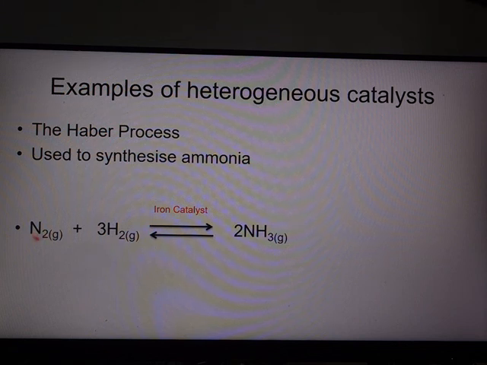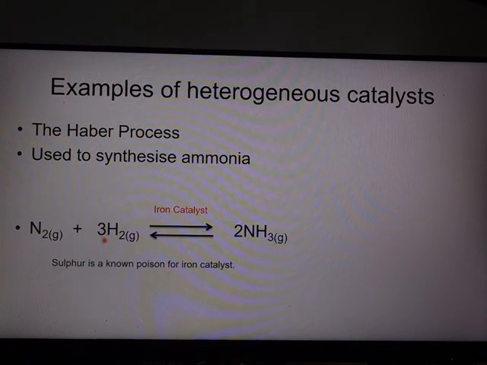Now, what do we need to know about the Haber process? Just that nitrogen and hydrogen are the reactants, and that iron is the catalyst, and that sulfur is the poison for that catalyst. Sulfur would coat the surface of iron, and therefore prevents nitrogen and hydrogen from binding onto the surface, making the catalyst ineffective.